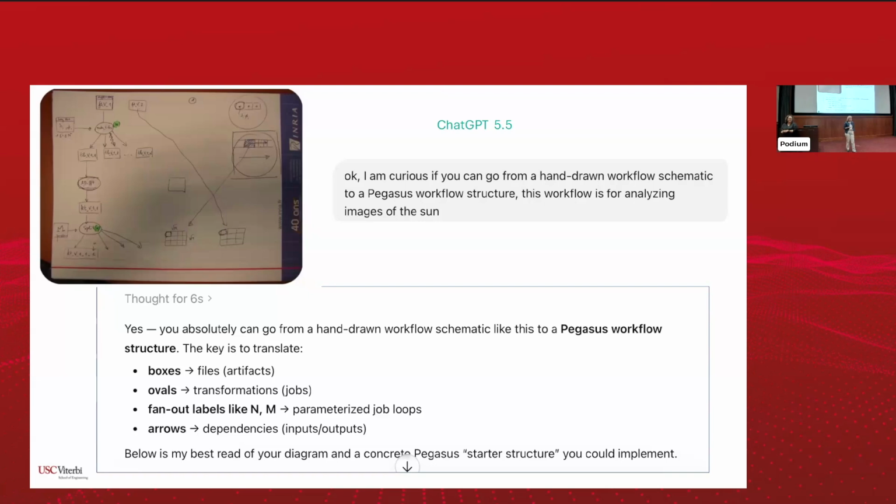Now, the question is, I was curious whether you can take something that somebody writes on a napkin, in this case on a piece of paper, and ask ChatGPT to create a workflow for you. ChatGPT is pretty confident and says yes. It recognizes the boxes as files. It recognizes the ovals as transformations. It understands the fanouts and the arrows, the input-output dependencies.